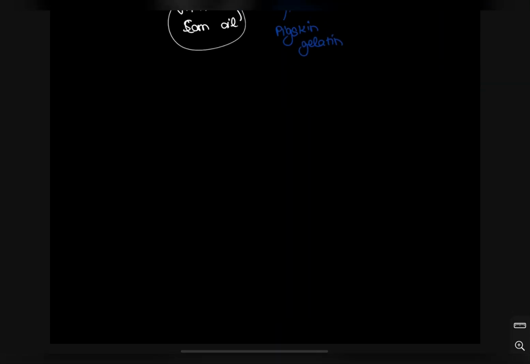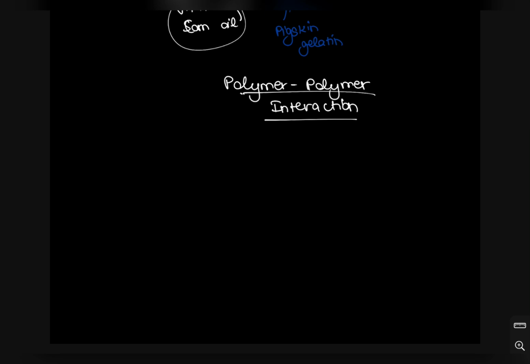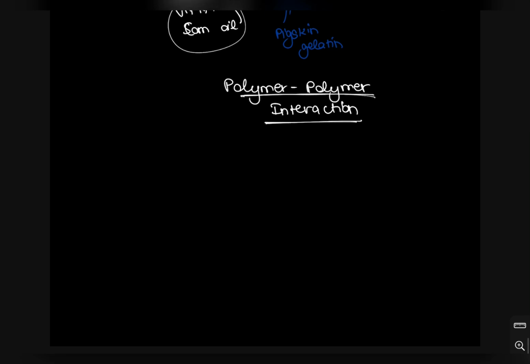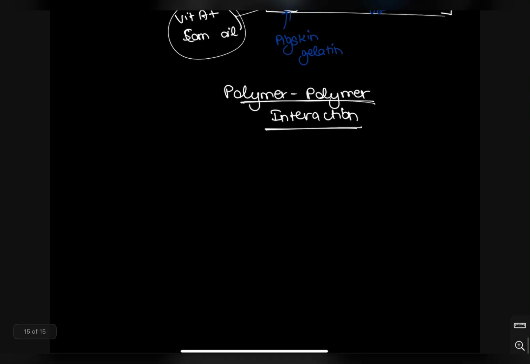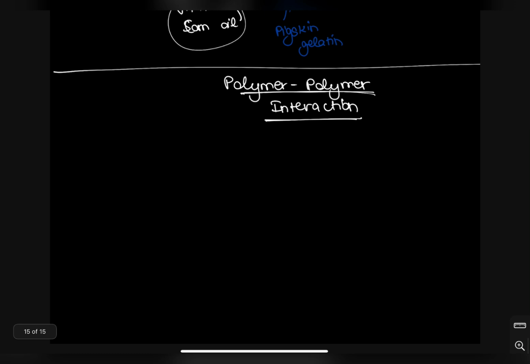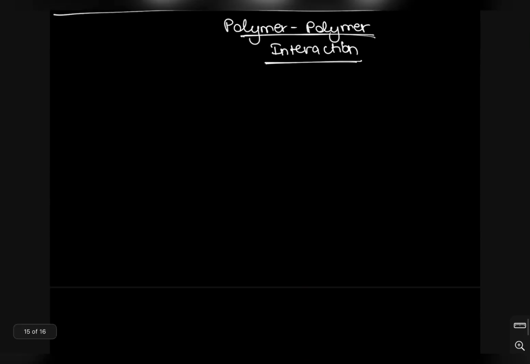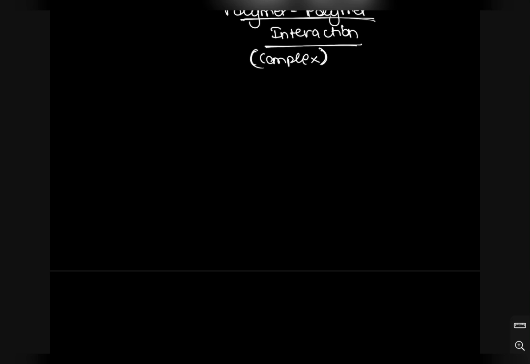And the last method, which is not all that important, is polymer-polymer interactions. Okay, now incompatible polymer addition and polymer-polymer interactions both sound very similar, but they are completely different. In this case, what we will be doing is adding two polymers which are going to form a complex with each other. Okay, so let's take an example. If we want them to form a complex, we need them to have opposite charges, right?